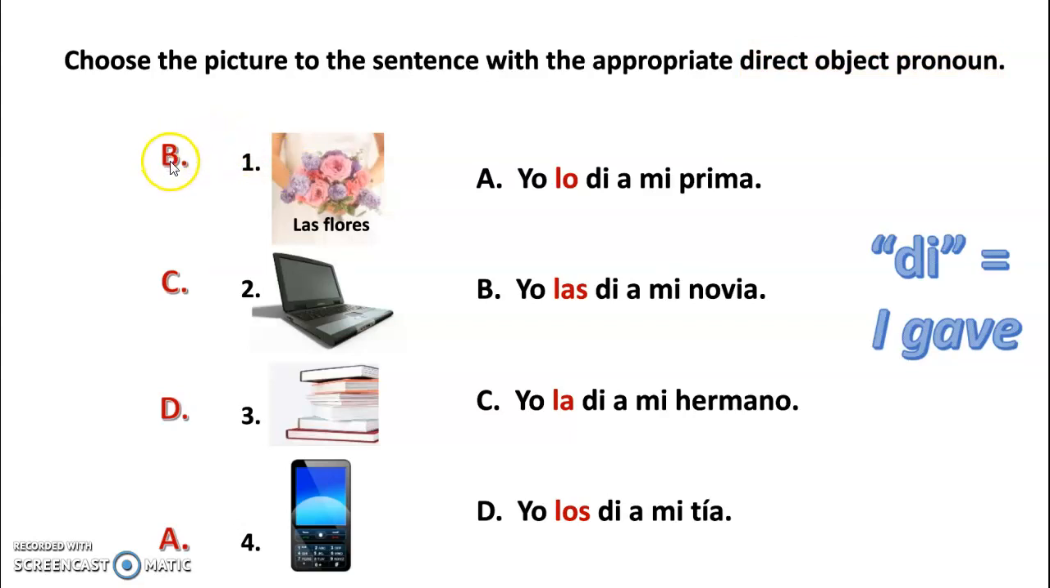Okay, you should have had B, las di a mi novia. That's I, them, I gave to my girlfriend. C, yo la di a mi hermano. La, being la computadora, feminine singular. Then D, yo los di a mi tía. Those, I gave them, being boys, plural. And then el teléfono would be lo.